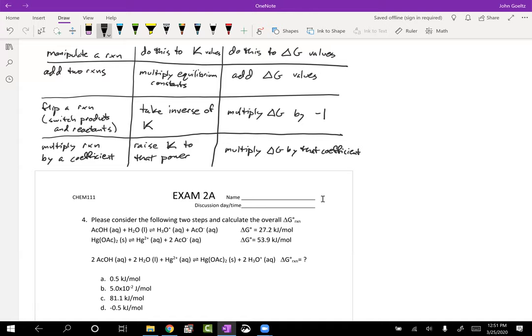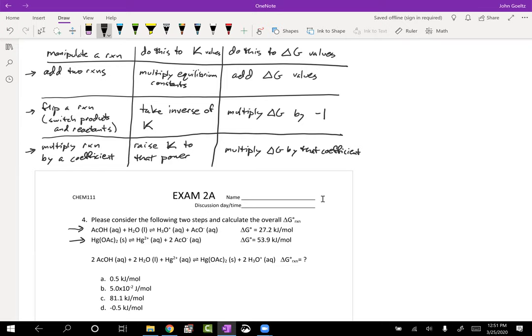So thanks. What do I need to do to these two reactions here and here? Manipulation from pins above: add, flip, and multiply. What are the steps that I will do to those two reactions to get them to add up to this overall? Somebody said flip. You're going to have to flip one, but which one? Bottom one. Okay, you're going to have to flip this.